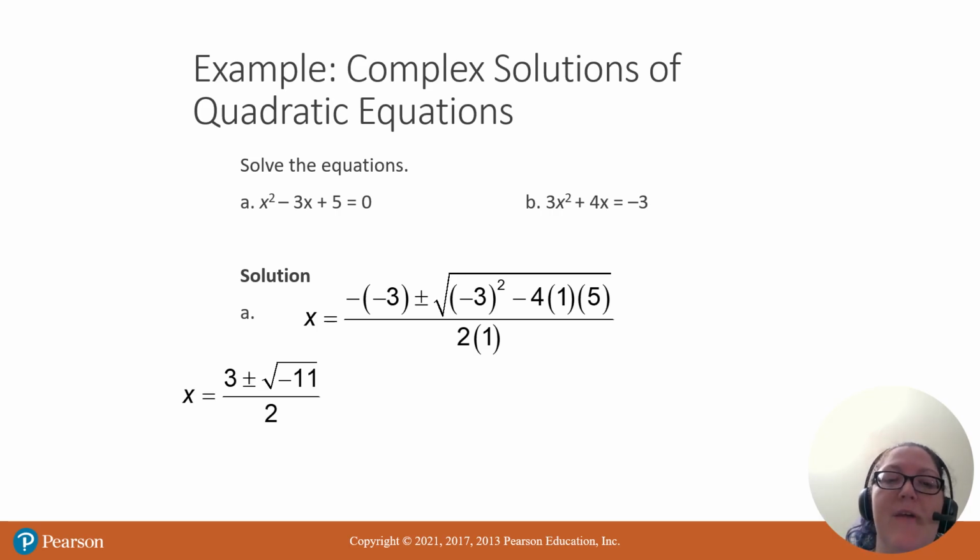Now, when I simplify that out, that is going to give me 3 plus or minus the square root of -11, all divided by 2. Now, 11 happens to be a prime number, so it's not divisible by any perfect square, but I have a negative symbol underneath that radical, which means it's going to come out and become an i, and I'm going to get 3 plus or minus i square roots of 11.